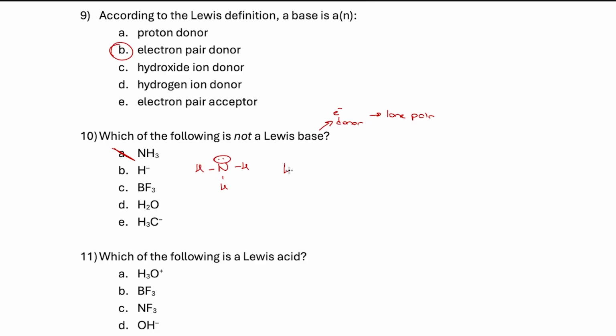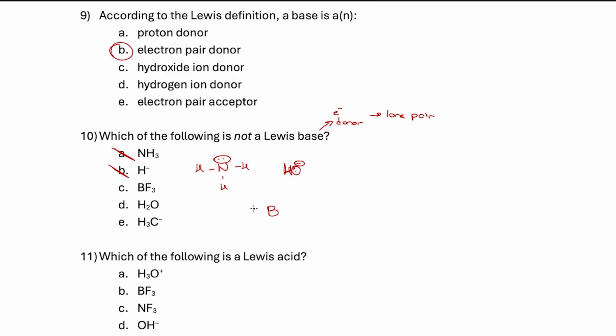H minus, it can only be H minus if it has an extra lone pair. It gained that lone pair, right? And so we have this lone pair, meaning that it can definitely donate and act as a Lewis base. Now BF3, I actually talked about this in Unit 1. BF3 is a really popular example for Lewis structures and formal charges because a lot of students end up drawing it like this. This is actually wrong, right?